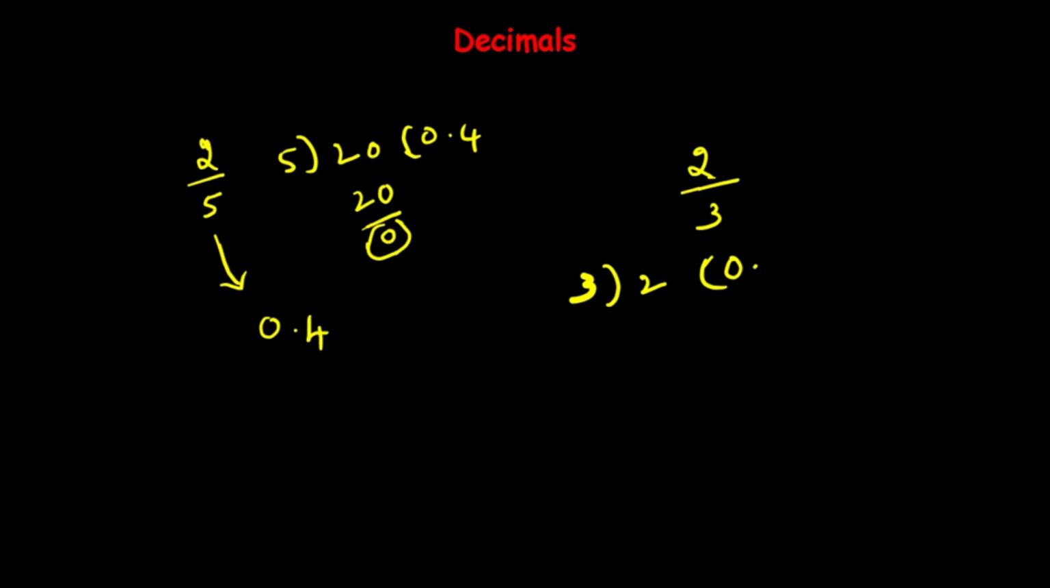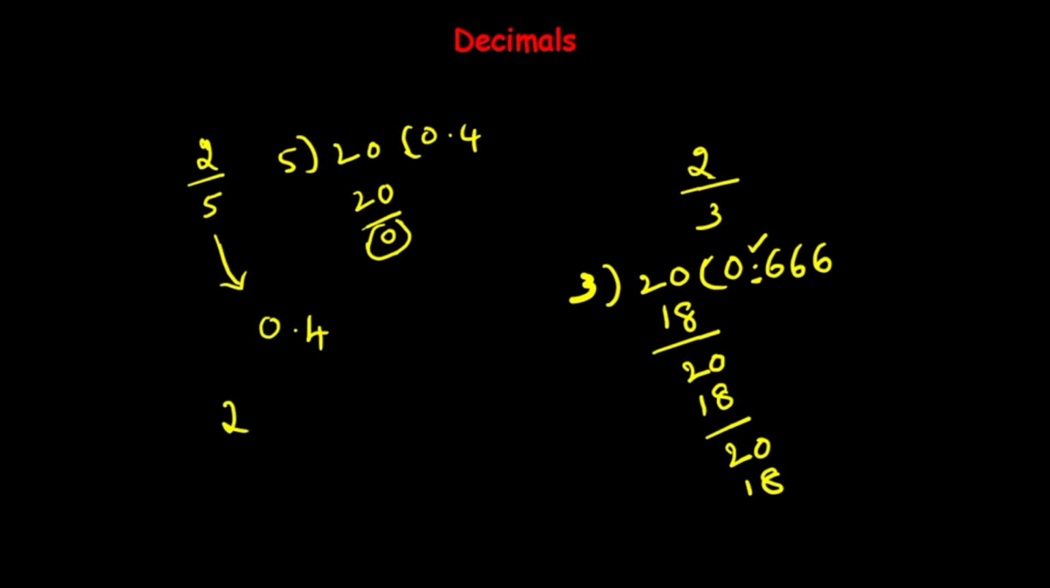Yes, 0 point, and here we get 20, 3 6s are 18, remainder we get 2. So here we have a point, so we take a 0 again, 3 6s are 18, remainder 2. Because of this point we take a 0, 3 6s are 18. That means the decimal form of 2 by 3 is 0.666, and so on. So how do we write this in short form? 0.6 bar. This 0.6 bar means we write 0.666, and so on, in continuation.